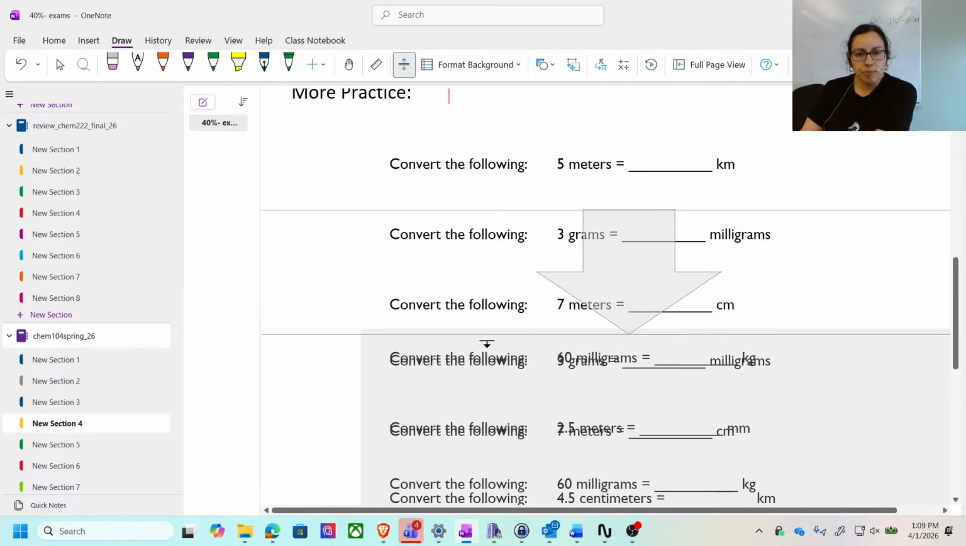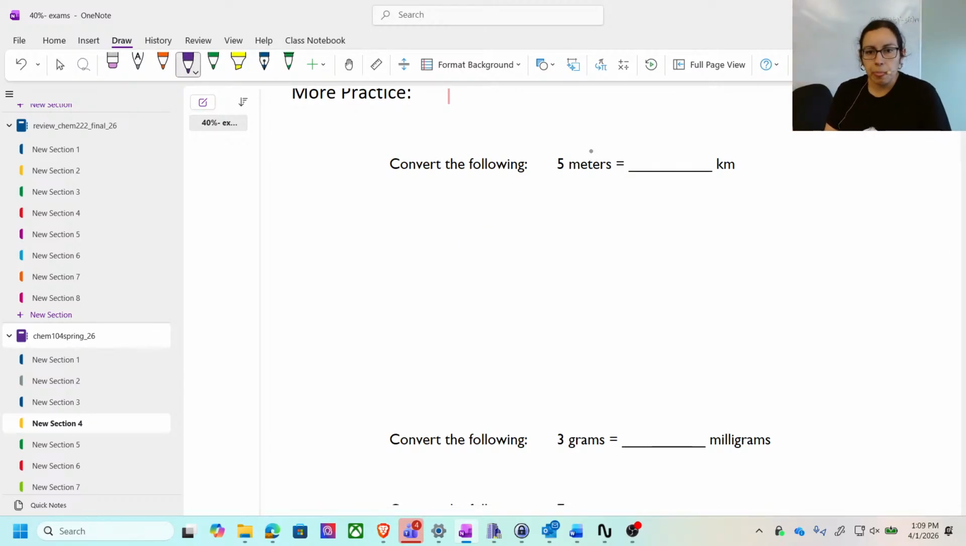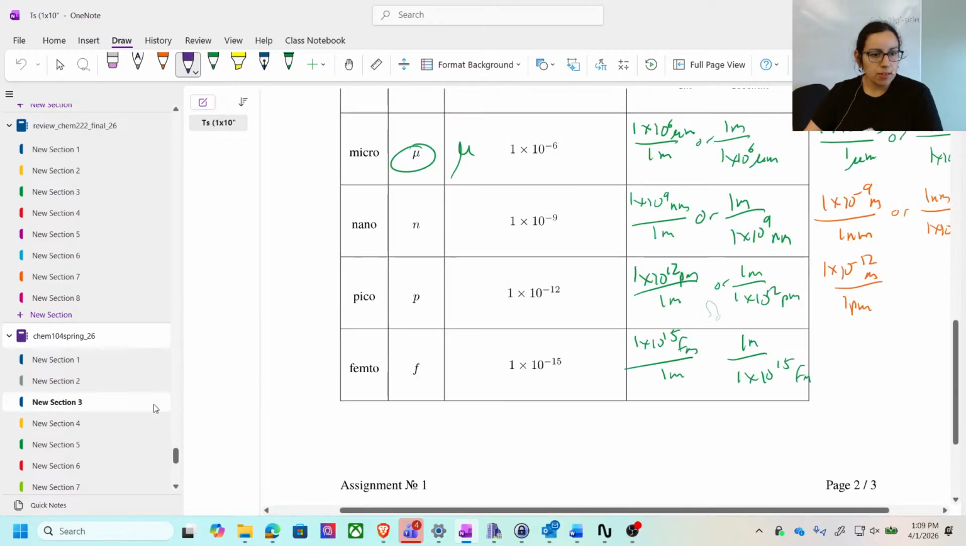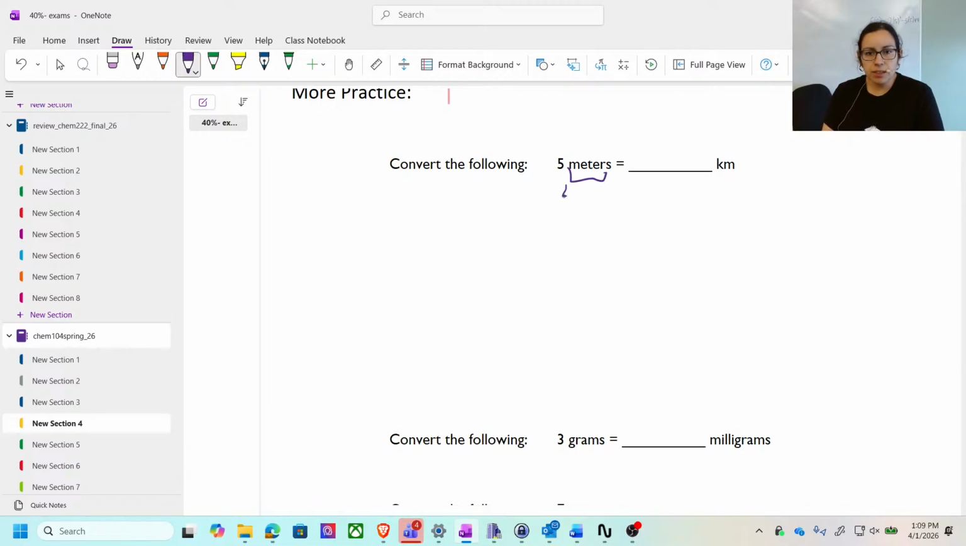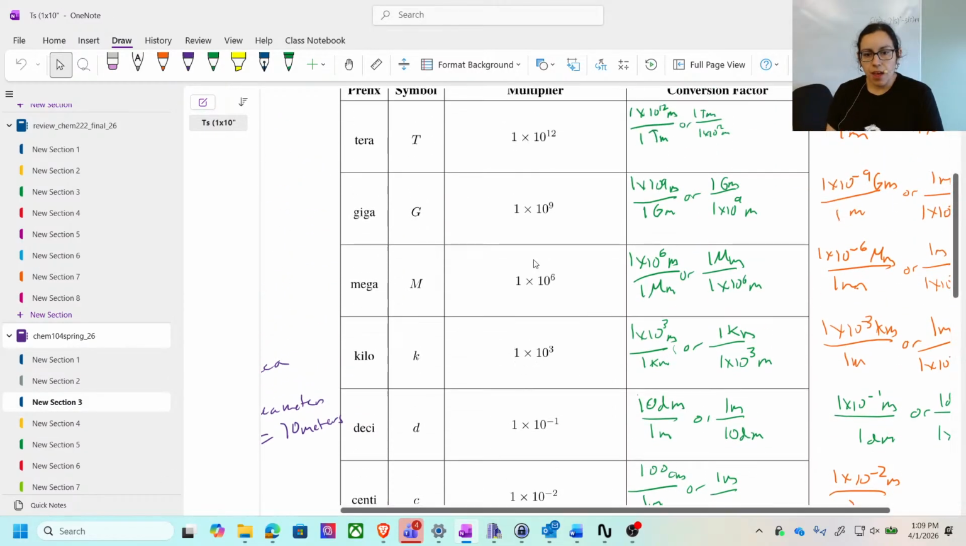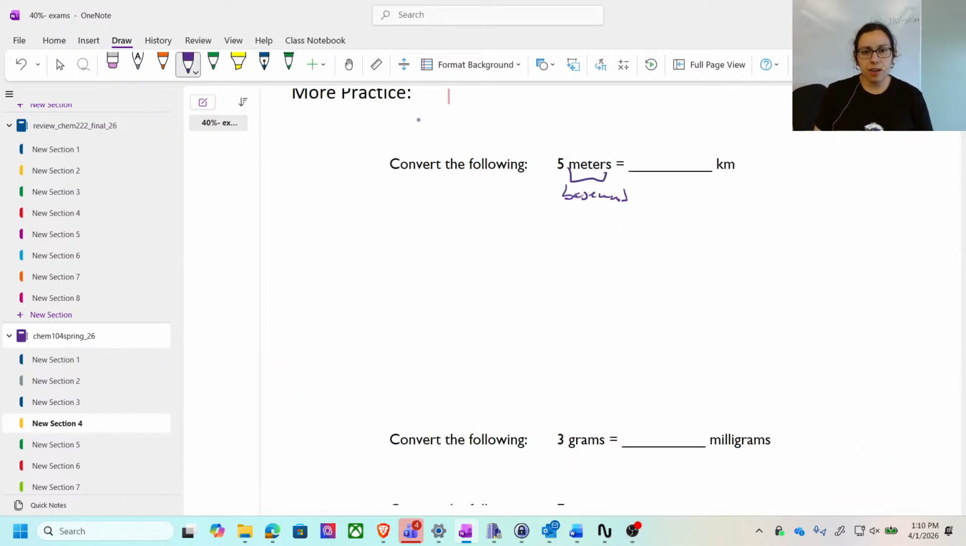So let's do the first one together. It says convert the following: 5 meters to kilometers. The whole point of this is, now we can look at our cheat sheet over here. Remember, meters is our base unit, and then we can go to kilometers. Then we have our conversion factor: there's 1 times 10 to the 3rd meters in 1 kilometer, or vice versa. I'll put that to the side, our appropriate conversion factor. So 1,000 meters equals 1 kilometer.